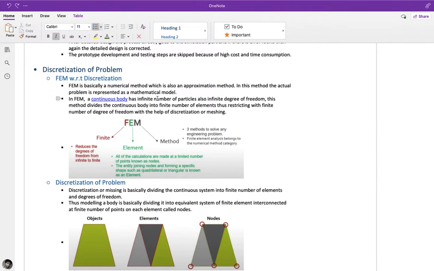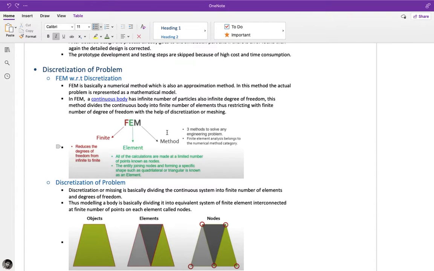FEM is basically a numerical method, which is also an approximation method. In this method, the actual problem is represented as a mathematical model. In FEM, a continuous body means the mass is distributed uniformly, and it is assumed that the density is also uniformly spread out and doesn't have any discontinuities. That kind of body is called a continuous body, which has an infinite number of particles, so there are infinite degrees of freedom. This method divides the continuous body into a finite number of elements, thus restricting it to a finite number of degrees of freedom with the help of discretization, which is also called meshing.